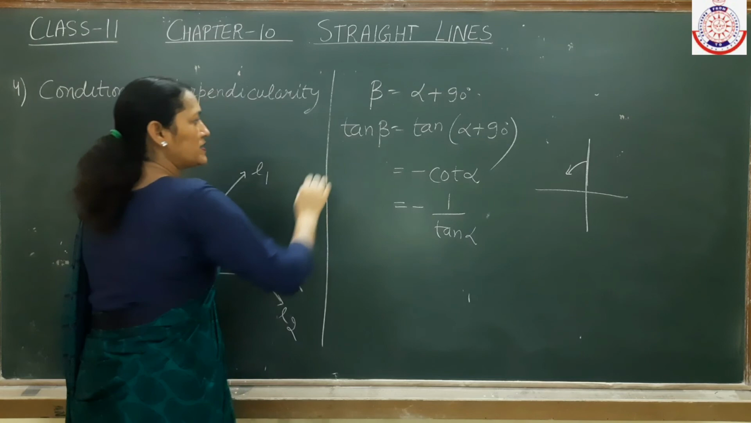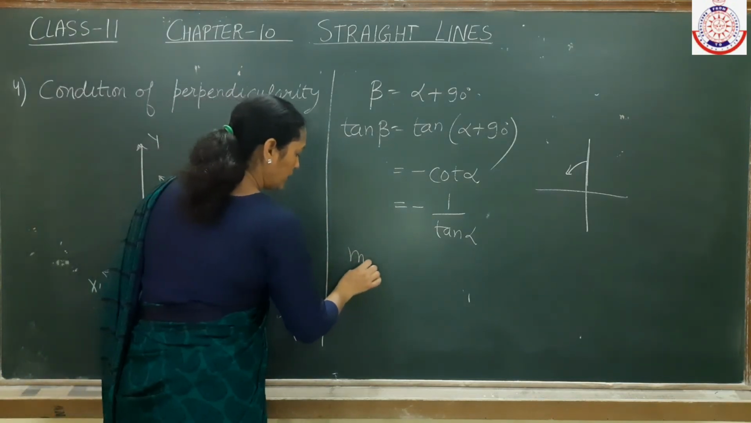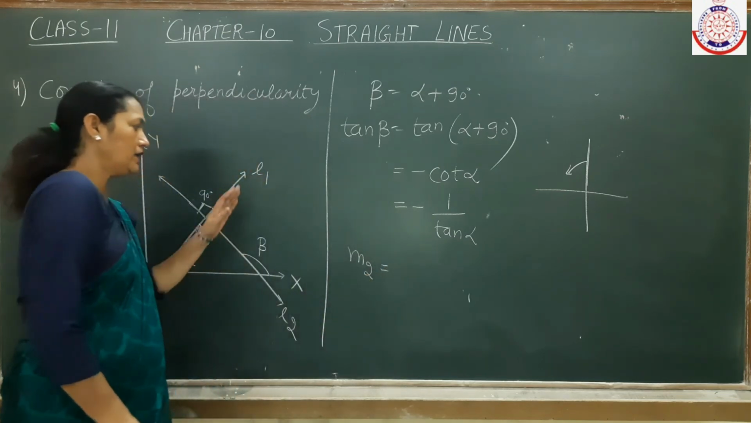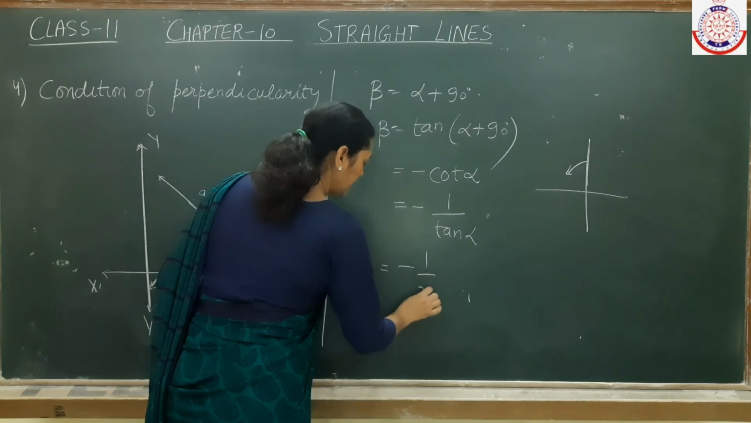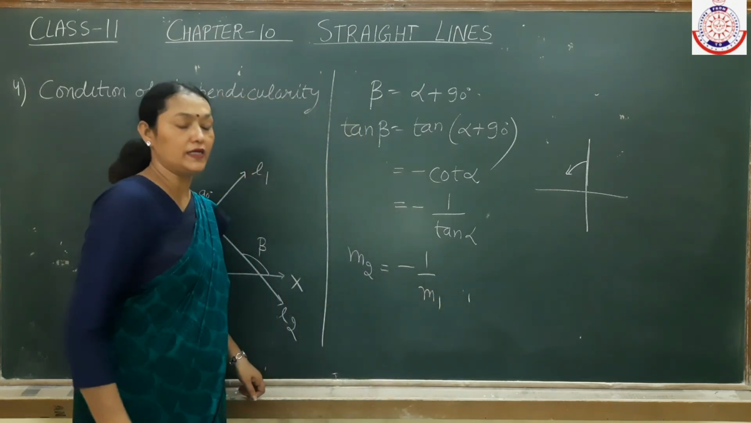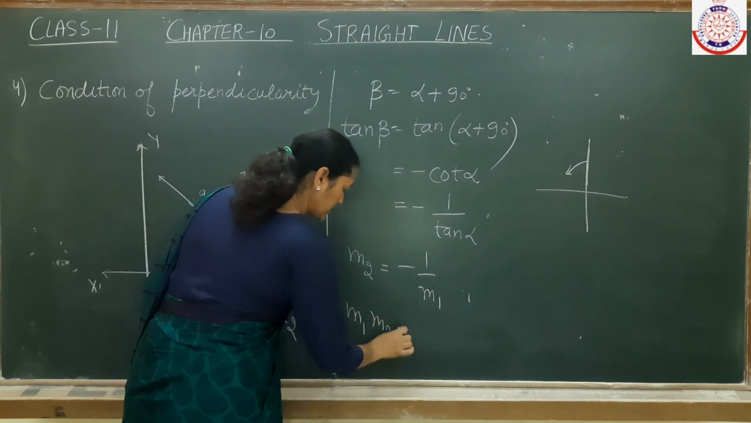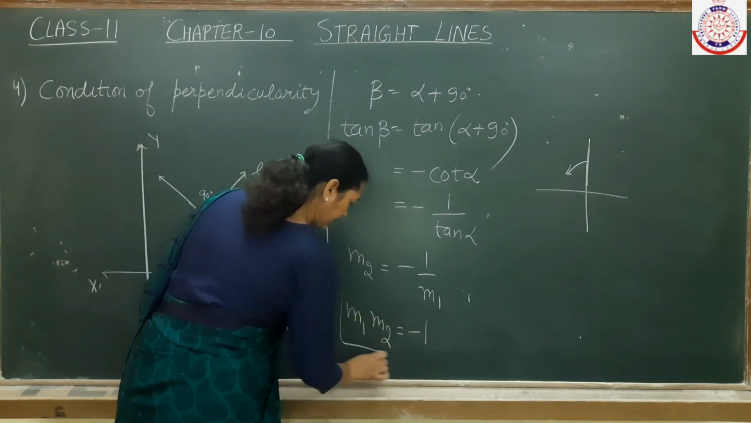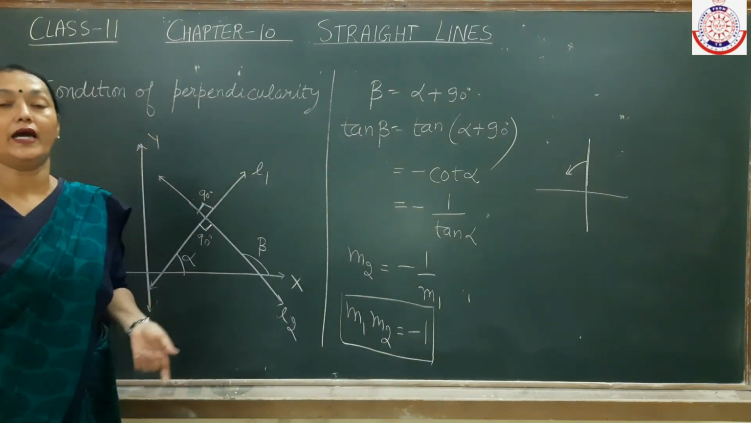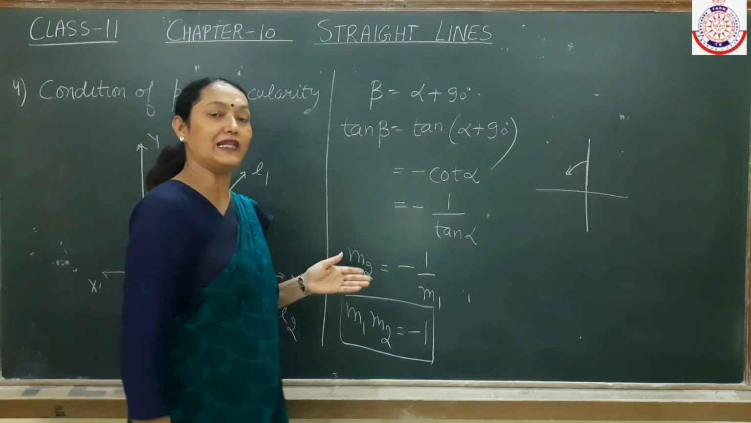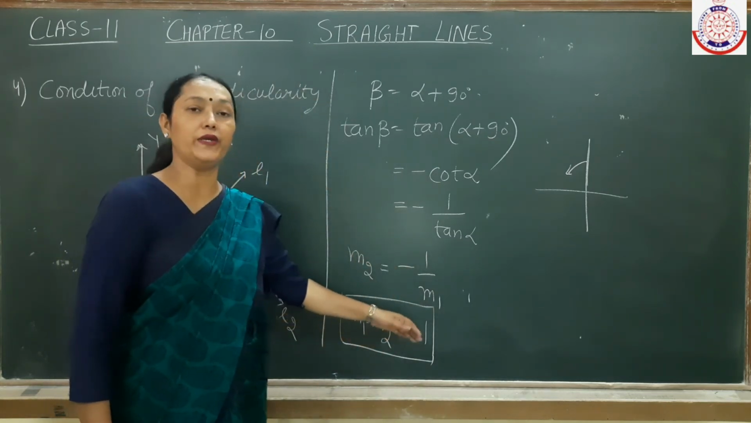Now, in this case, suppose slope is m2, and in case of the first line, suppose slope is m1. So m2 equals minus 1 upon m1. That means if the product of both the slopes gives us minus 1, in that case the lines will be perpendicular. And if the lines are perpendicular, then the product of slopes will come out to be minus 1.